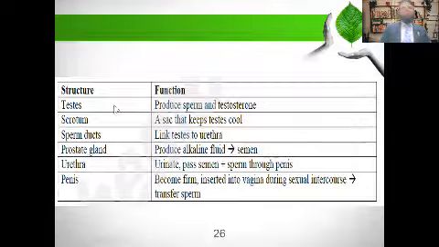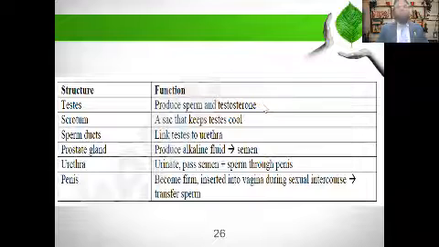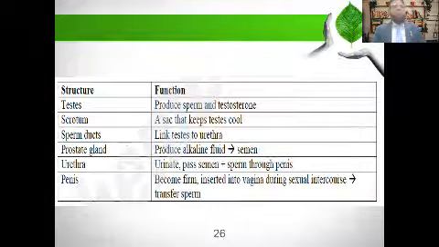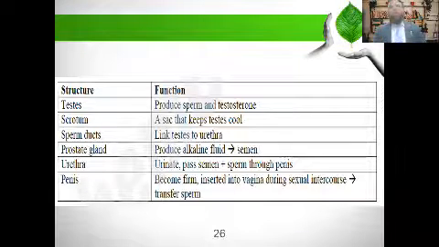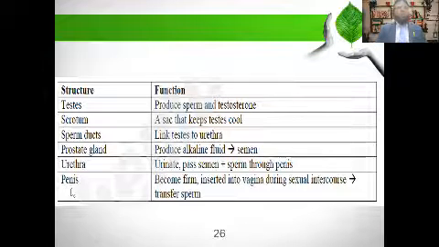For example, there is a pair of testes that produce sperm and testosterone, and the scrotum, a sac that keeps the testes cool, and the sperm duct links the testis to the urethra. The prostate gland produces an alkaline fluid, that is semen. Semen is actually a fluid. It contains nutrients, it contains water, it also contains sperms. Then the penis, which becomes firm and enters the vagina during sexual intercourse, and it transfers the sperms.